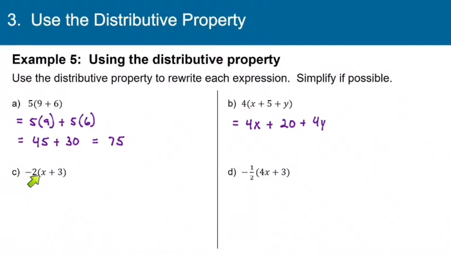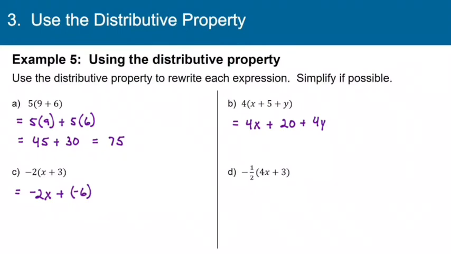Okay, now on part C, we have negative 2 times (x plus 3). So notice that we can't get a total for x plus 3 because we don't know how much x is worth. So if we want to eliminate parentheses, all we can do is multiply the negative 2 times each individual part. So negative 2 times x would just be written negative 2x, and then plus negative 2 times 3 would be negative 6.